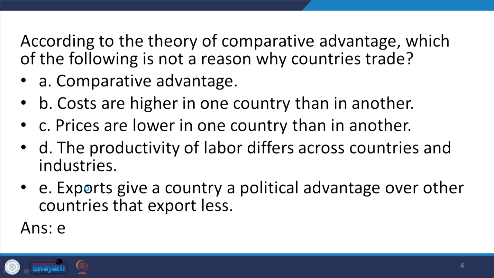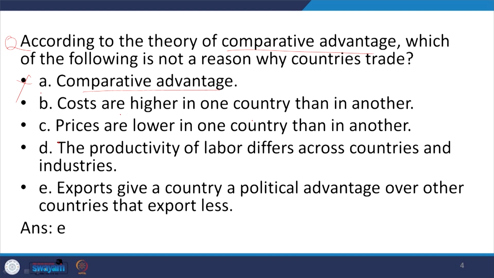Okay, now another question is here. According to the theory of comparative advantage, which of the following is not a reason why countries trade? Which is not a reason why, as per the comparative advantage, countries actually trade? Now, if there are comparative advantages, then the country will certainly trade. So, this is not an answer for sure.